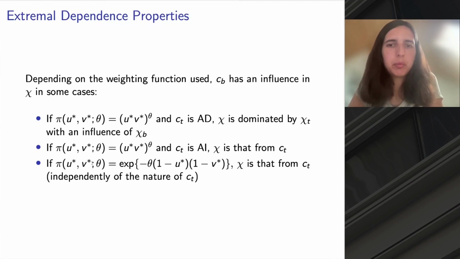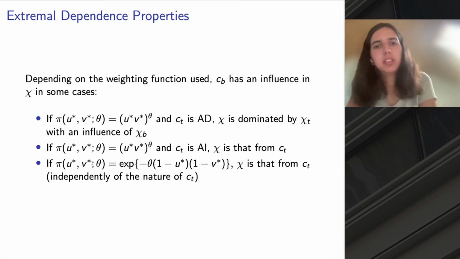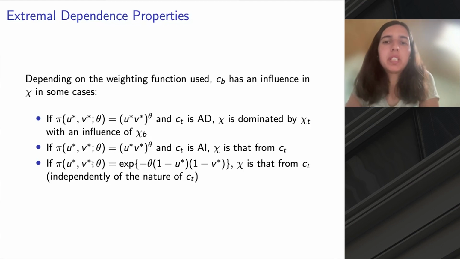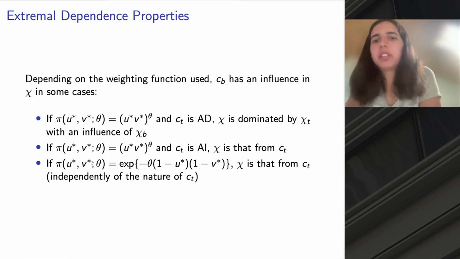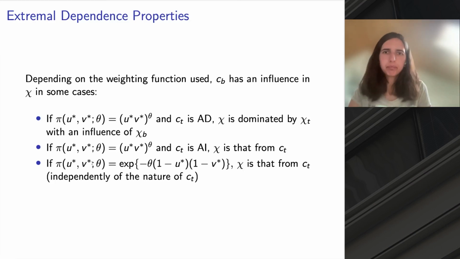And the same happens if we move to the other weighting function that we considered in the paper. The chi will be the one from the copula tailored to the tail, independently of the nature of this copula.